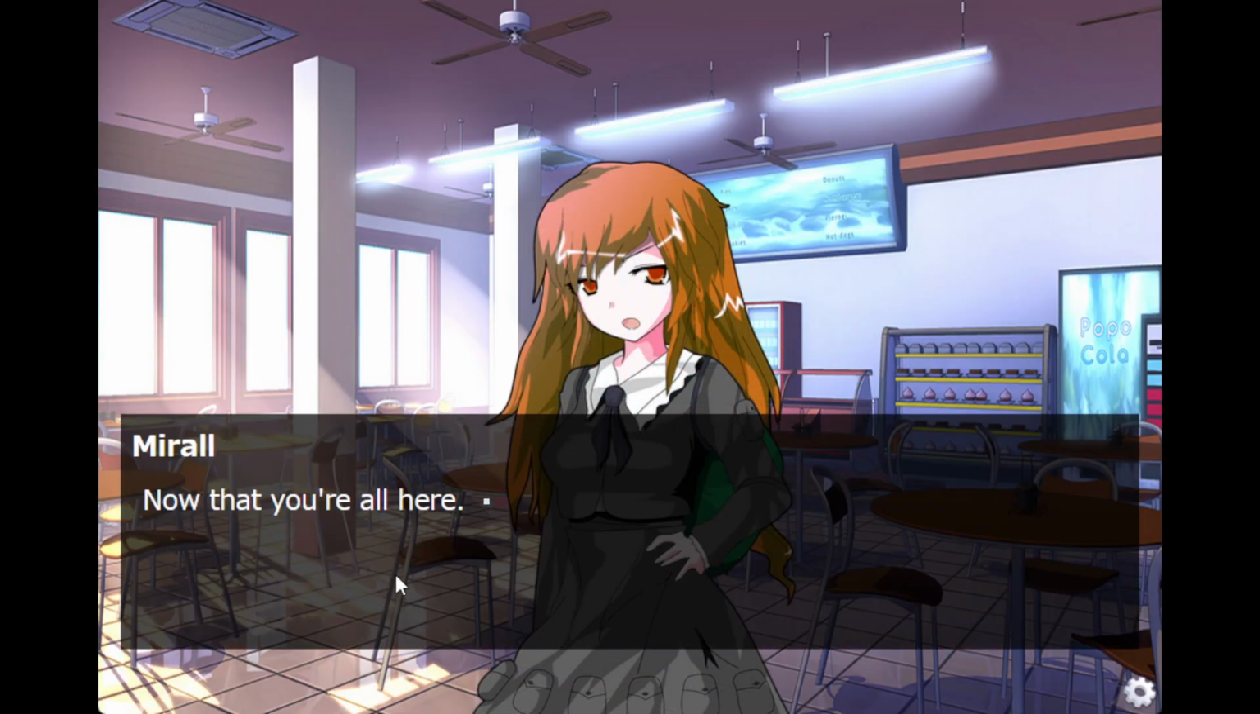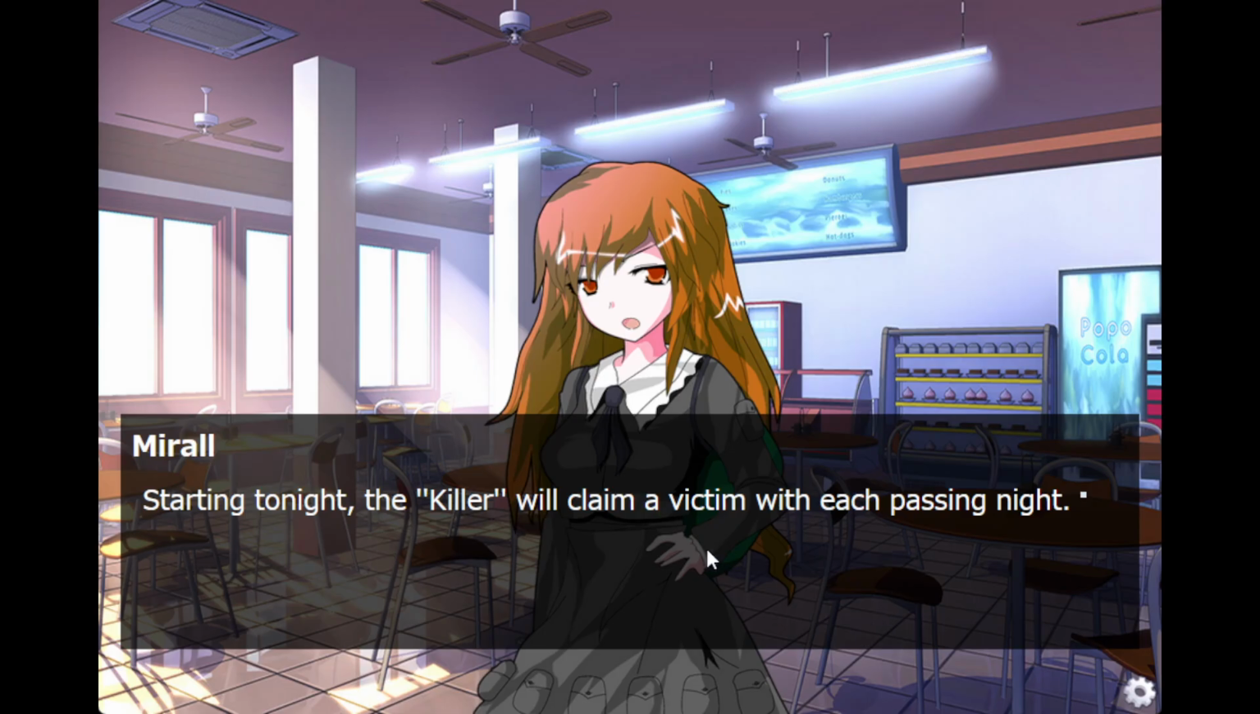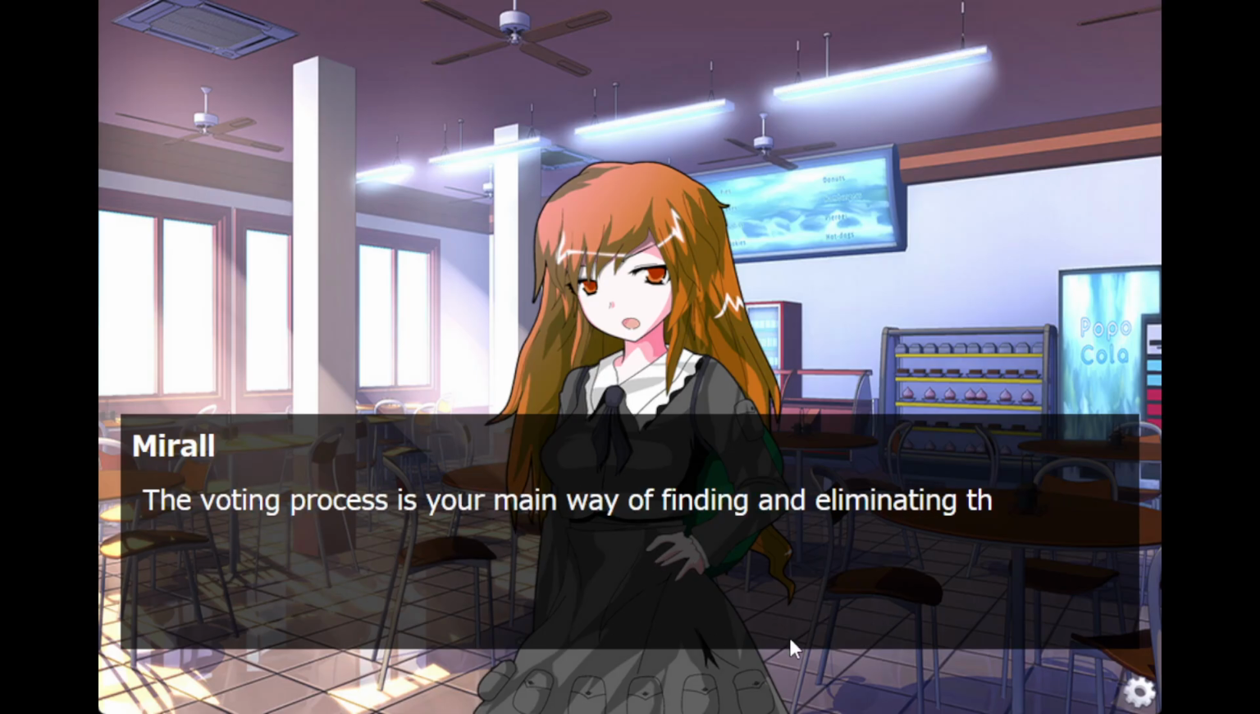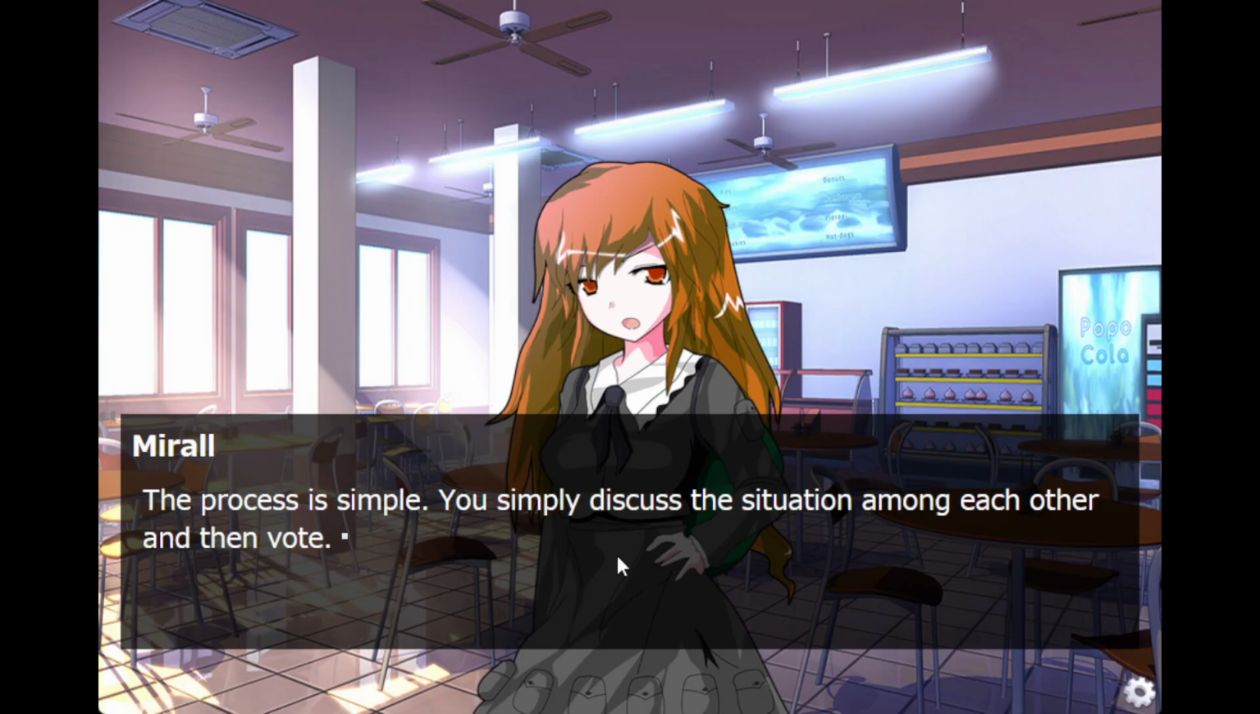Now that you're all here, allow me to explain the voting process. Standing among you right now is a killer who presumably knows that they're the killer, right? Starting tonight, the killer will claim a victim with each passing night. The voting process is your main way of finding and eliminating the killer. The process is simple. You simply discuss the situation among each other and then vote.